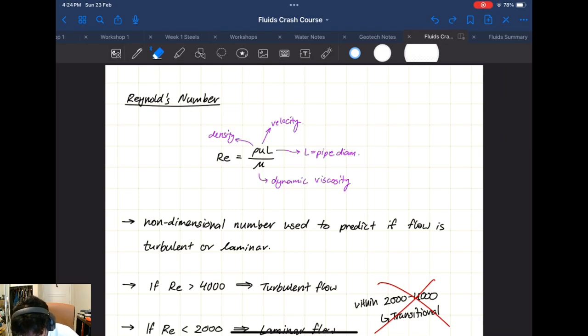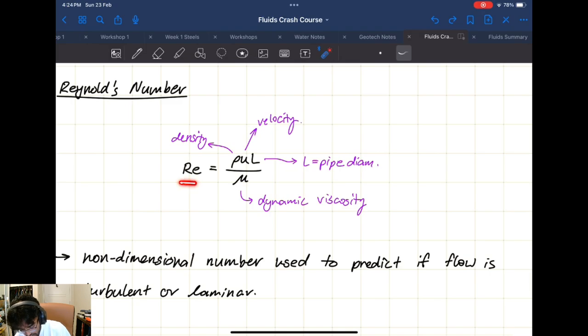No, I want to keep that. So Reynolds number is a dimensionless unit, right? A non-dimensional number used to predict if a flow is either turbulent or laminar. Laminar flow is a really nice type of flow. Turbulent flow is a chaotic flow, right? Laminar is smooth, nice, and we can find what the Reynolds number is for a certain fluid and for a certain flow, and we can predict if it's laminar or turbulent.